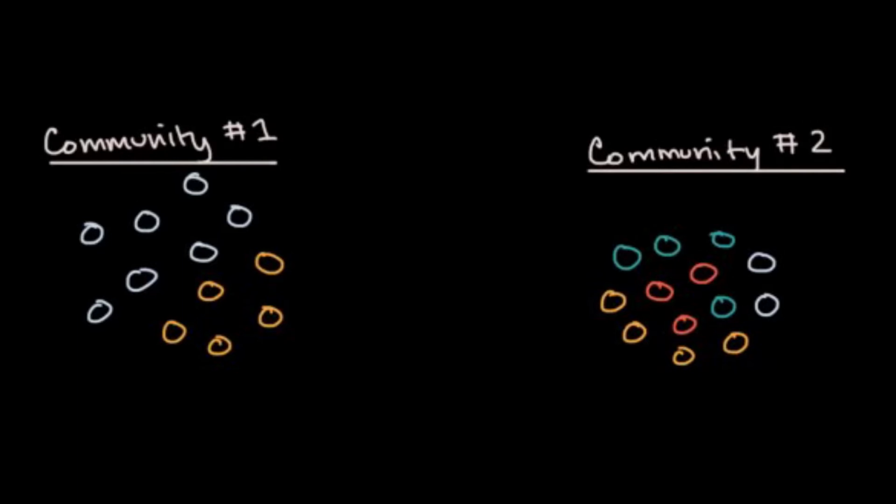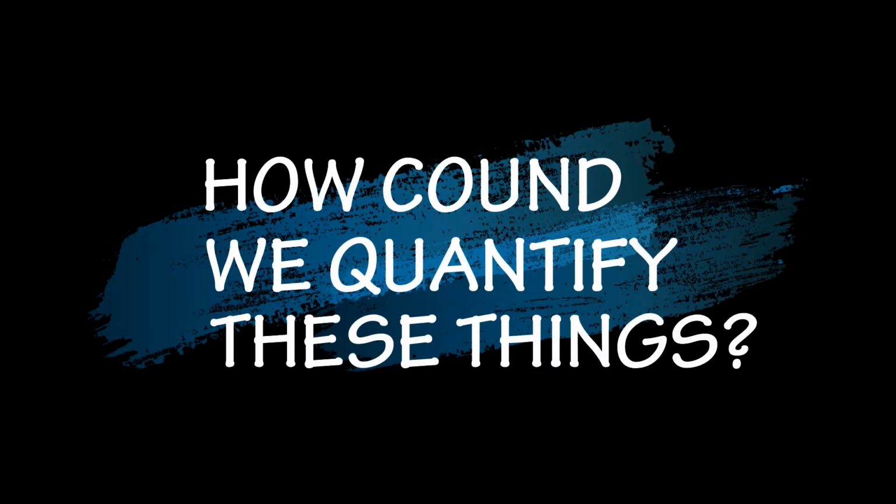Intuitively, which of these communities would you think to be more diverse? Well, if you look at community number one, you see that it has two different colors of circles, or you could view that as two different species, while community number two has four different species. So intuitively, we would say that community number two is more diverse. But how could we actually quantify these things?